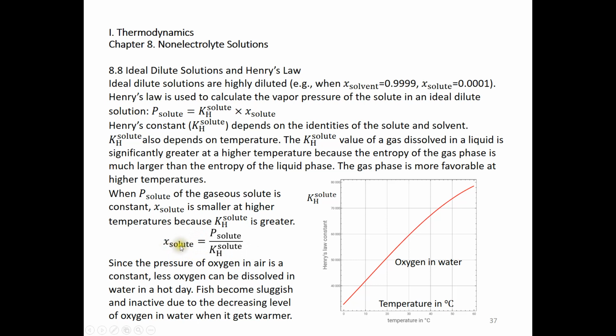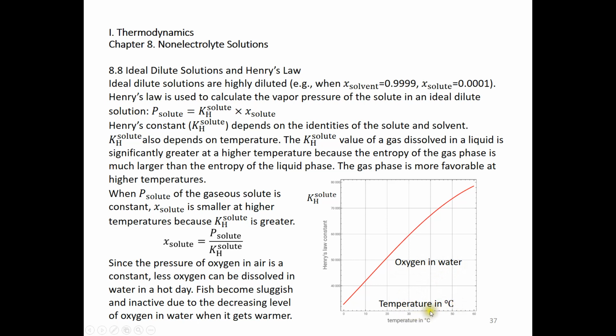The mole fraction of the solute is equal to P of the solute over this Henry's constant. Again, a larger Henry's constant at a higher temperature results in a smaller mole fraction of the solute in the solution. Since the pressure of oxygen in air is constant, less oxygen can be dissolved in water on a hot day. And now we can look at the Henry's constant of oxygen in water at different temperatures.